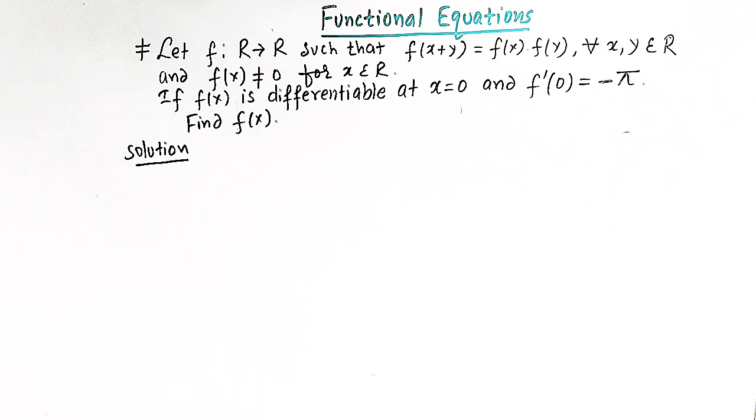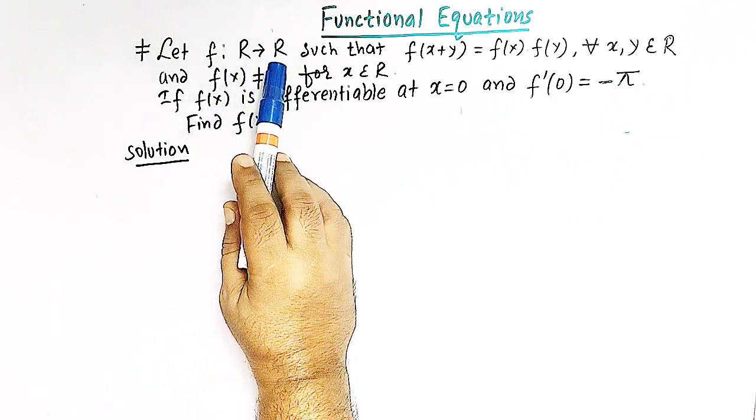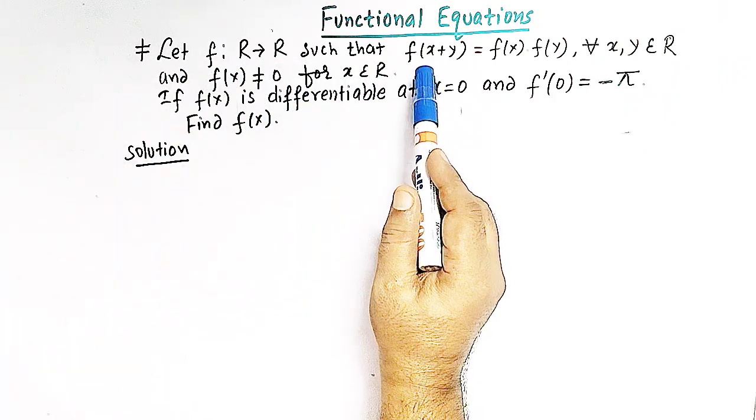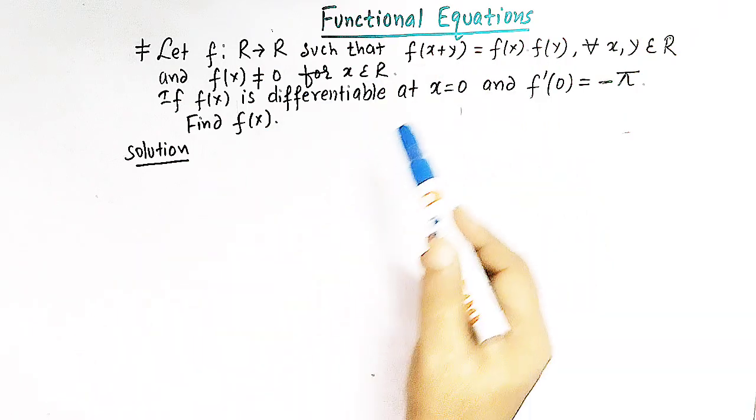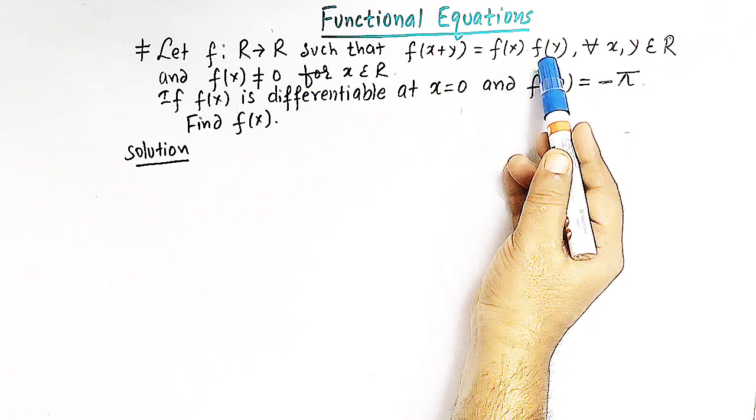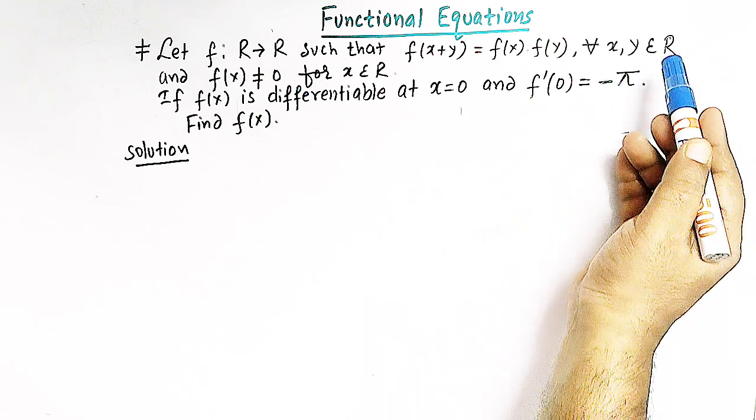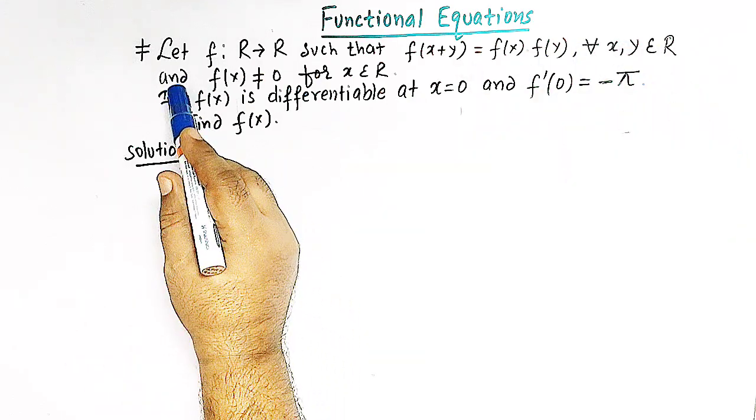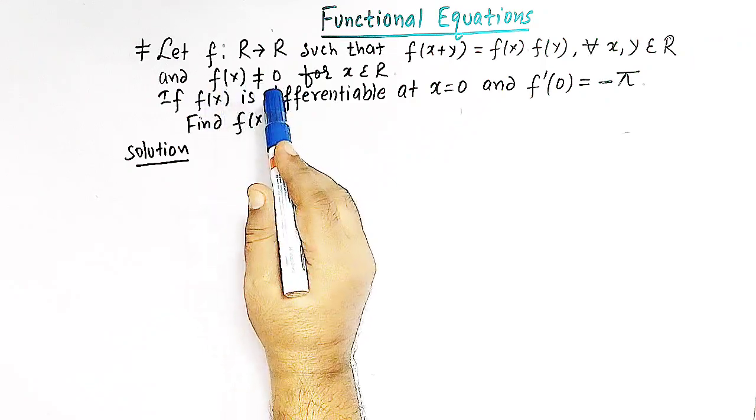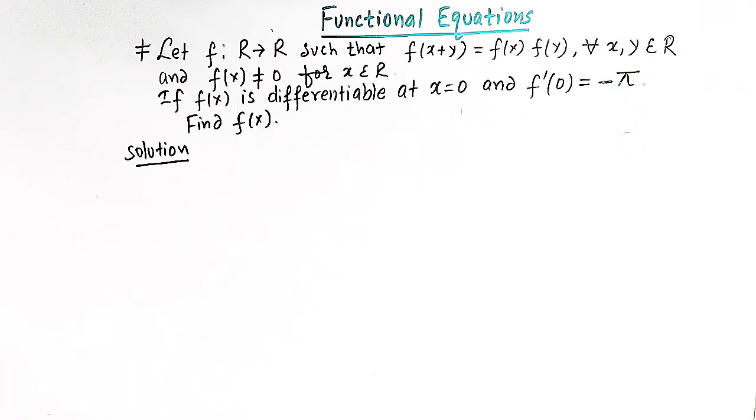are going to discuss this problem in which we are given a function f from R to R, where R is the set of real numbers, and this function f satisfies this functional equation, that is f of x plus y is equal to the product of f of x and f of y for all values of x and y belonging to the set of real numbers. And here an additional condition is also given, that is f of x is not equal to 0 for any x belonging to the set of real numbers.